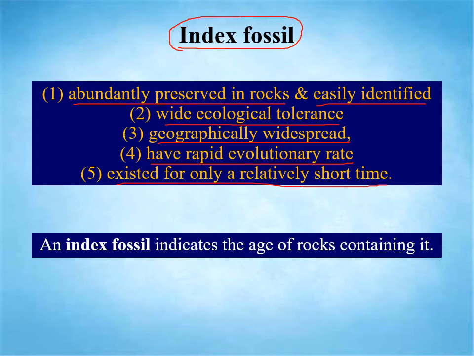And until or unless they have a rapid evolutionary rate, and a relatively short period of existence in Earth history, they cannot be index fossils. So all these characters must be satisfied to call them index fossils for intercontinental or global correlation. And as these index fossils are present in a relatively short period of time, with the help of these index fossils we can often determine the age of rocks that contain these fossils.